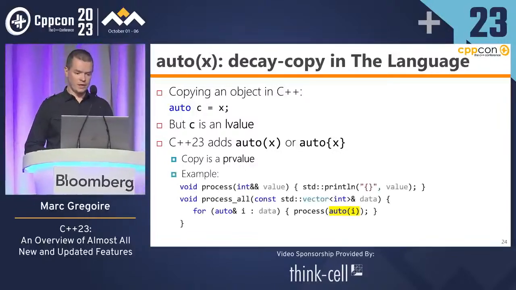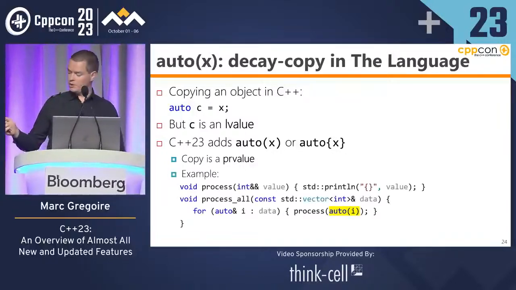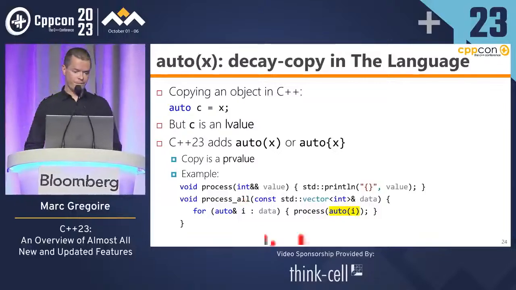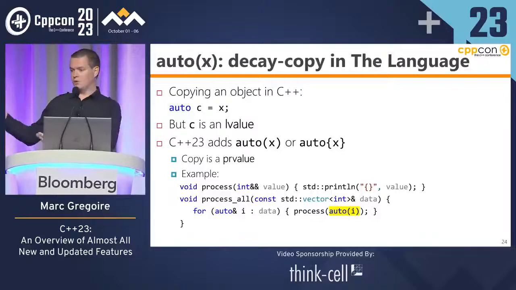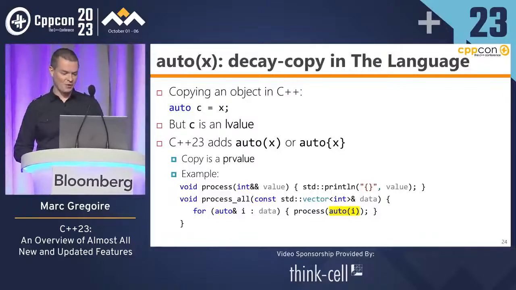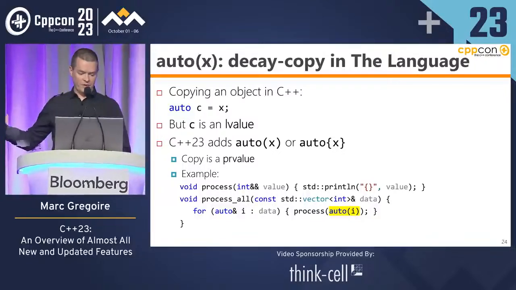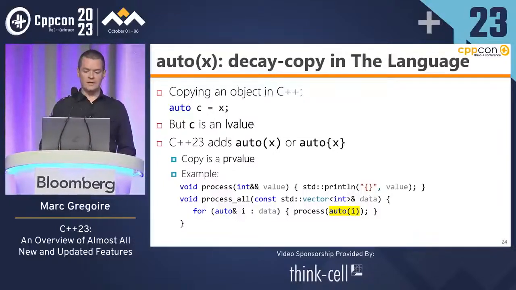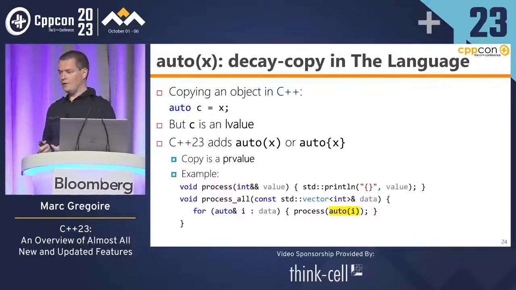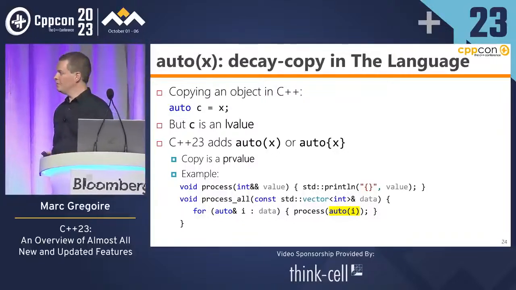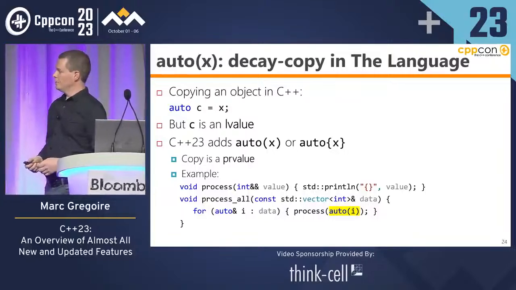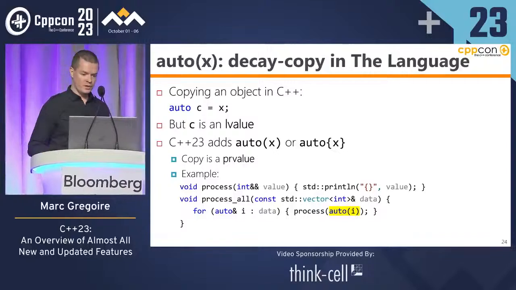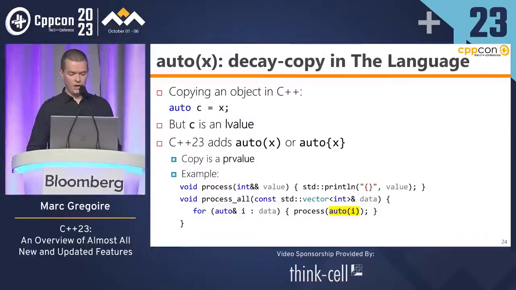So let's have a look at an example. I have a function here, process, which accepts an int R value, and then just prints it out. It's a contrived slide-based example, obviously. And then I have a function, process all, that accepts a vector of data, and it loops over all the elements in my data, and it makes a copy of each element as a PR value and passes that to process. So if I would remove this auto parenthesis and just pass I, it won't work, because process requires an R value.